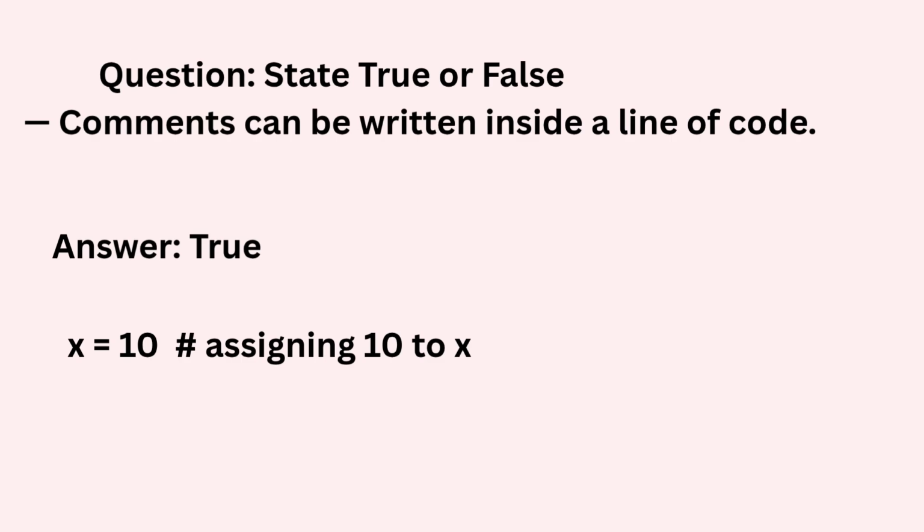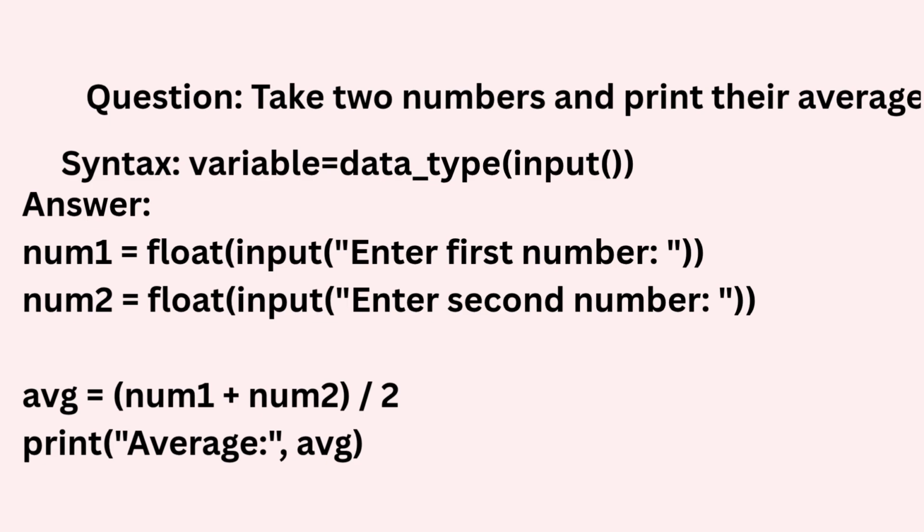Now the question is based on input practice. The question is, take two numbers and print their average. Here, for taking number input from the user, we have to use the general syntax, which is the data type and then the input function. Now for getting their average, we have to add them first and then divide by 2, as we have to find the average between two numbers. So the code will be like this.